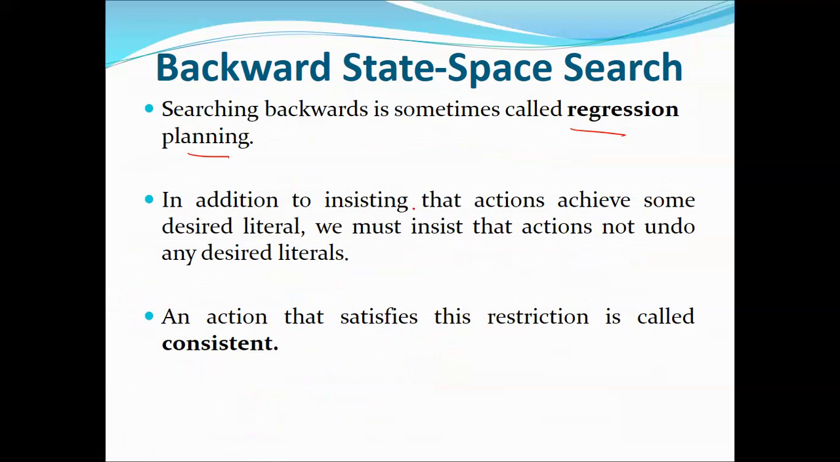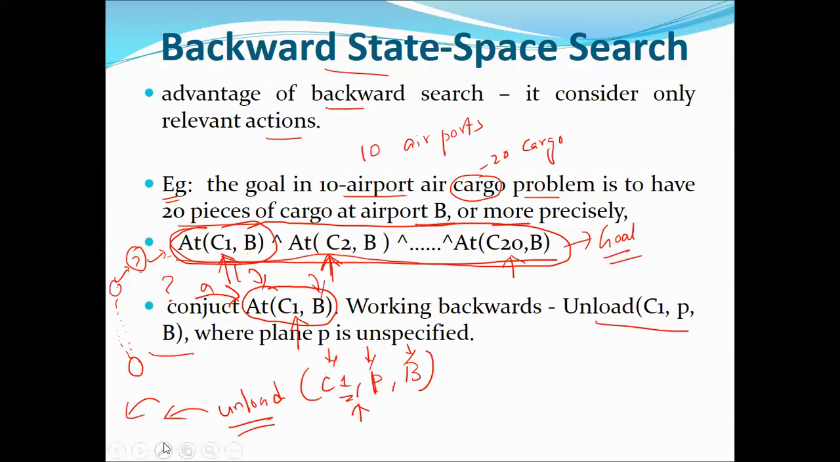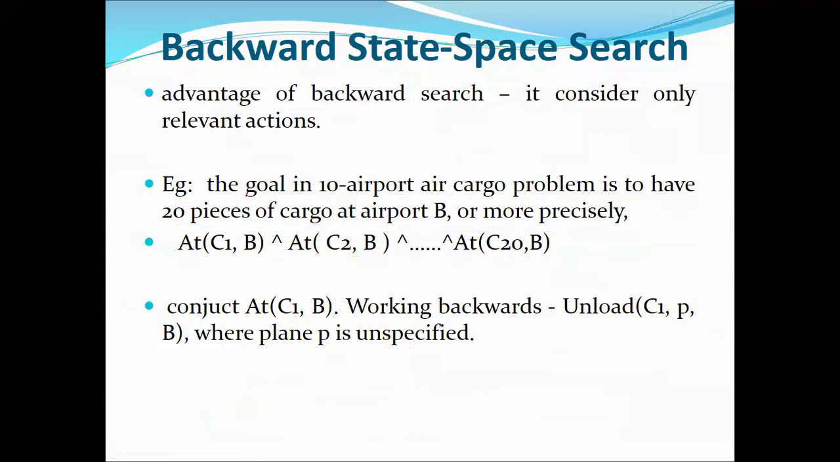So in addition to insisting that the action achieves some desired literal, the backward search should ensure that it is not undoing any desired literals. Okay. So achieving desired literals means what? Now these are our desired literals: at(c1, b), at(c2, b), and so on, up to at(c20, b). All these are our desired literals. So we want to achieve all these things one by one.